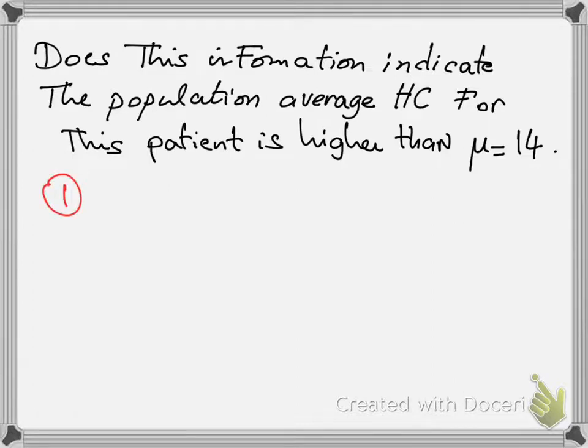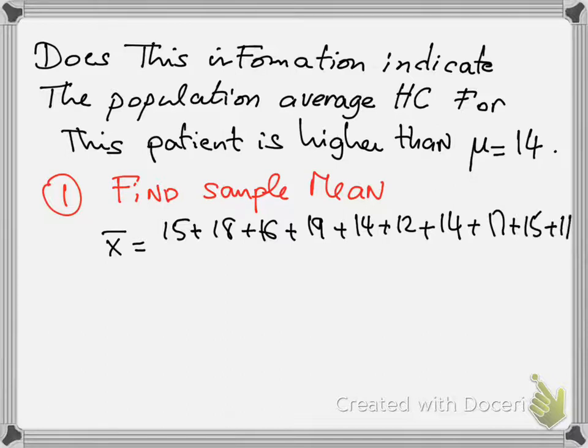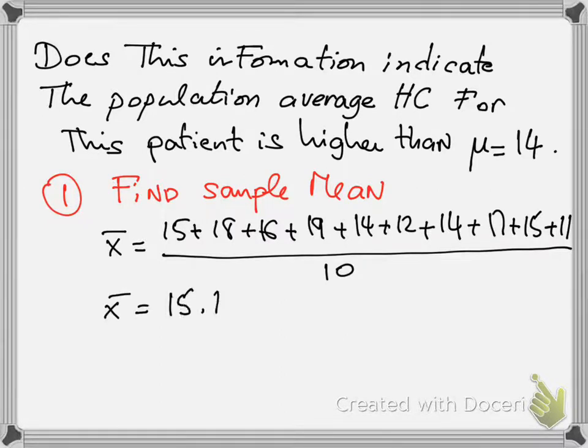let's find the sample mean. So x bar would be equal to 15 plus 18 plus 14 plus 16 plus 19 plus 14 plus 12 plus 14 plus 17 plus 15 plus 11 over, so the patient had 10 lab tests, so that's over 10. So that's actually x bar is going to be equal to 15.2.